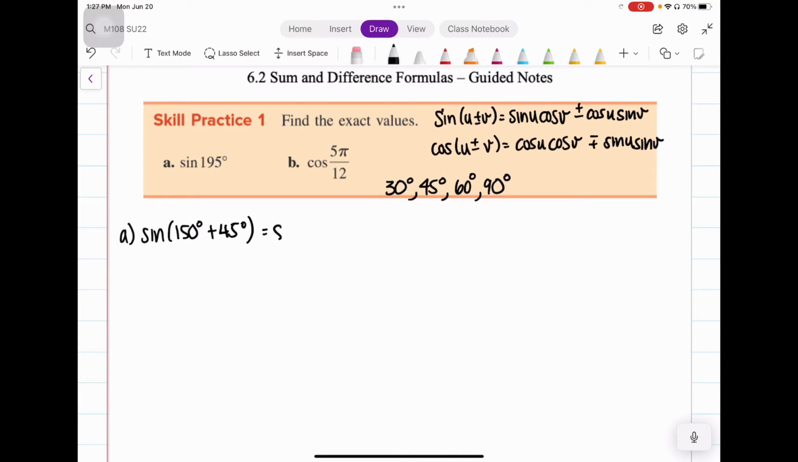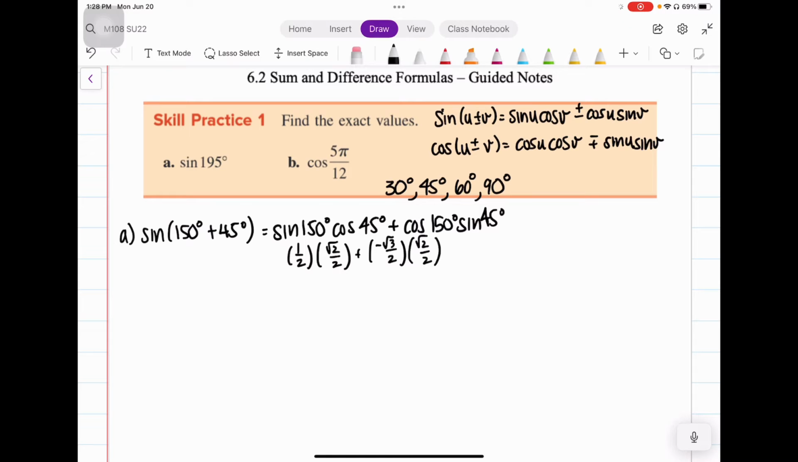That's going to be equal to the sine of 150 degrees, the cosine of 45 degrees, plus the cosine of 150 degrees, the sine of 45 degrees. The sine of 150 degrees is equal to 1/2. The cosine of 45 degrees is root 2 over 2. The cosine of 150 degrees is negative root 3 over 2, and the sine of 45 degrees is root 2 over 2. Multiplying straight across, we get root 2 over 4 minus root 6 over 4, or root 2 minus root 6 over 4.